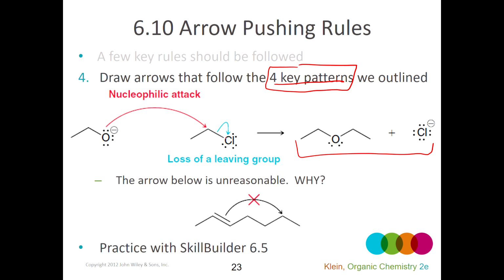My arrows both start on pairs of electrons. They both end on atoms where the electrons end up existing. That's all good. But down here I've got obviously a problem. I'm not just going to randomly move electrons across the molecule, right? That doesn't match with any of the four patterns, and it's not a reasonable way to show electron movement.